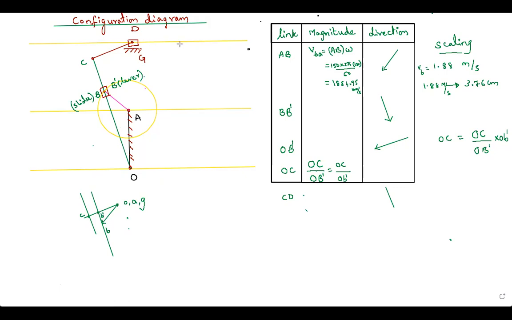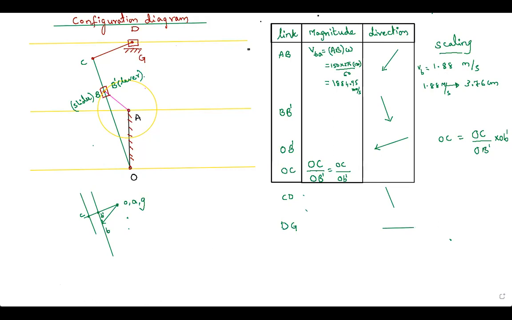So this is the direction CD, D and G with respect to D and G. So D and G, go to the next link, right? D and G here, and write down D and G. We don't know the magnitude, but we know the direction, which is parallel.